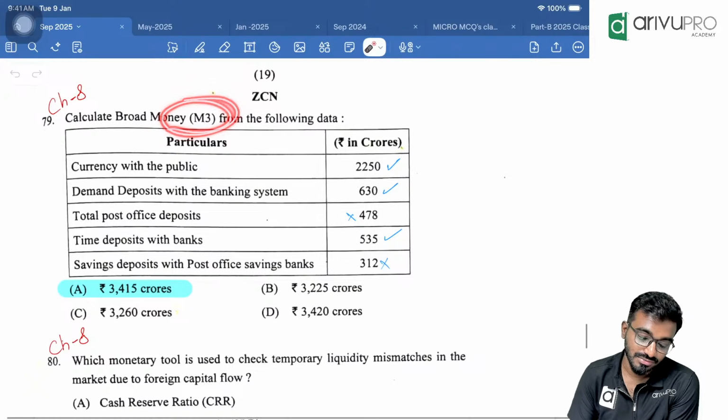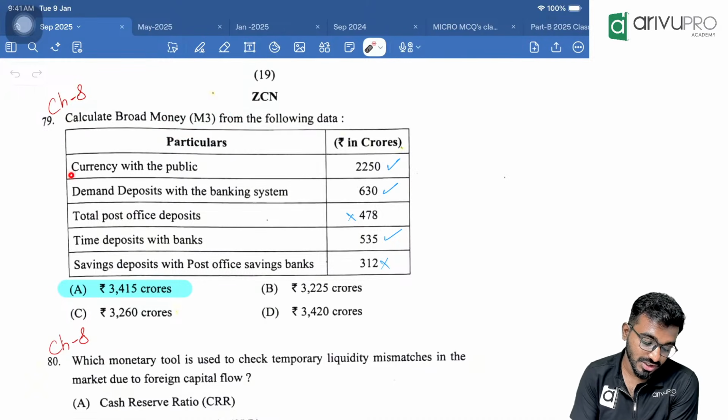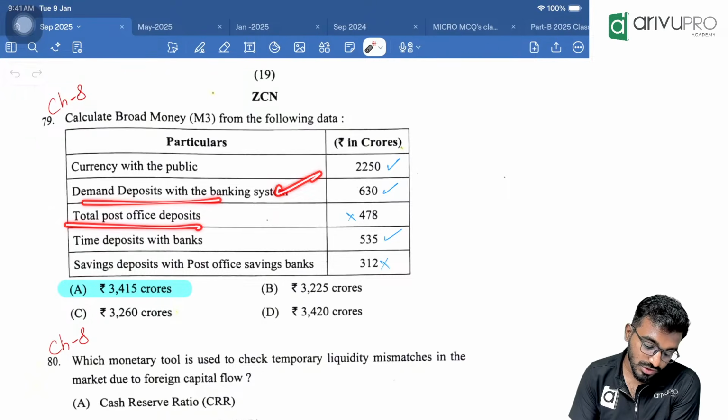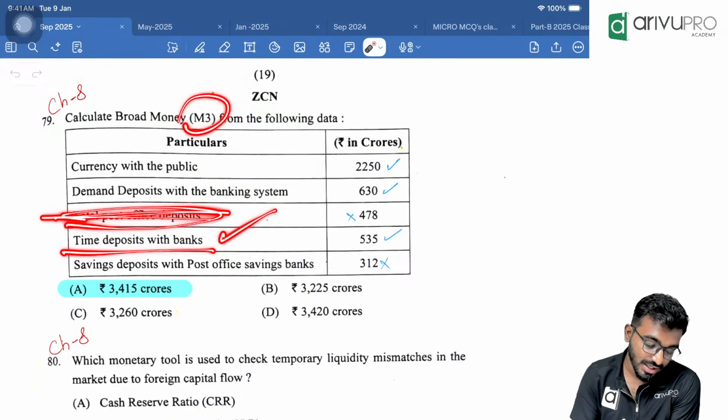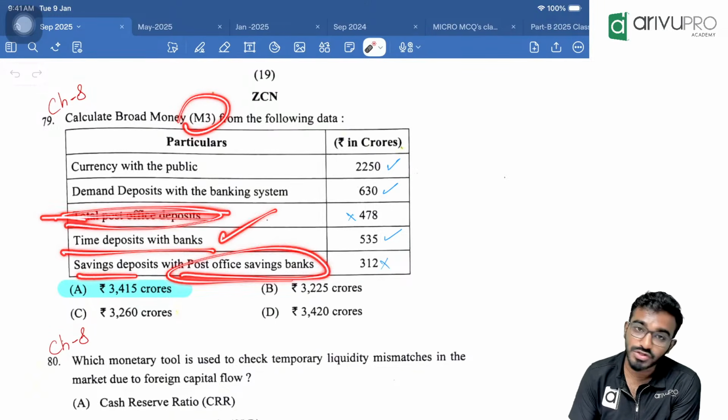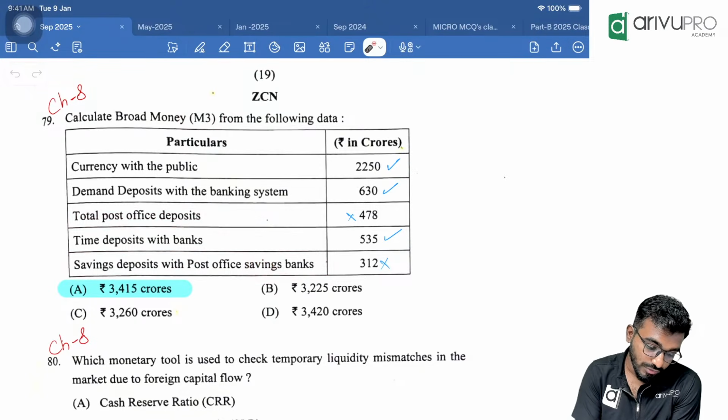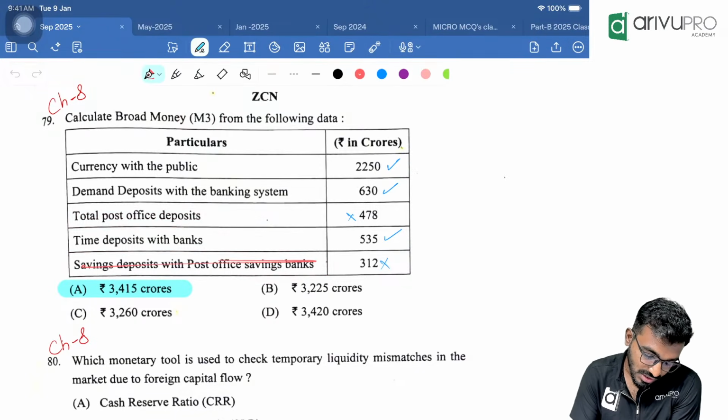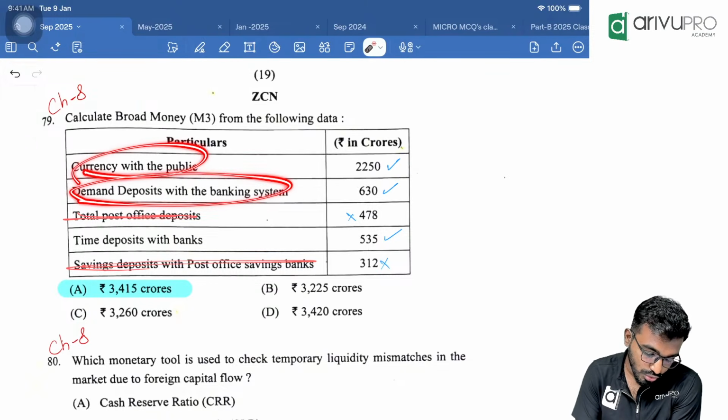M3 calculation. In M3, first the M1 calculation. Currency notes and coins, yes, added. Demand deposits, added. Total post office, no, it comes in M4, subtracted. We don't want to consider it at all. Time deposit, yes, add it. Savings deposit of post office comes under M2, so we don't want this last one and this one. Only these three should be added: 1, 2, 3.